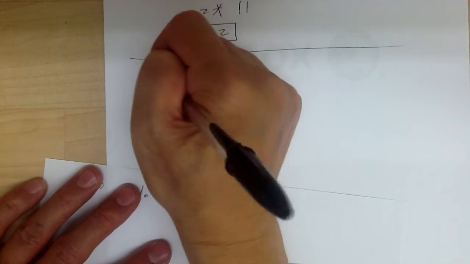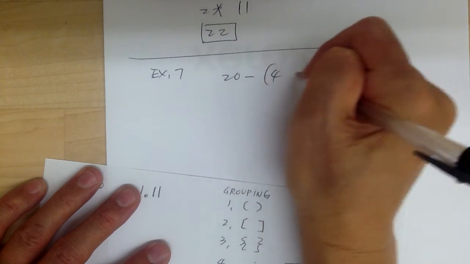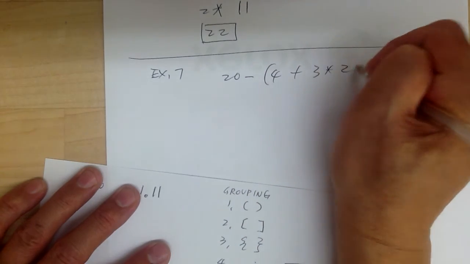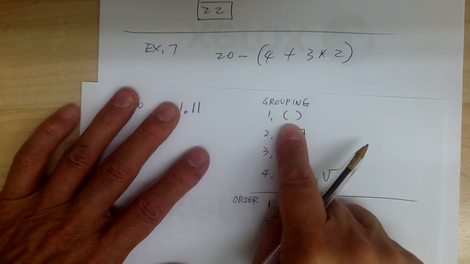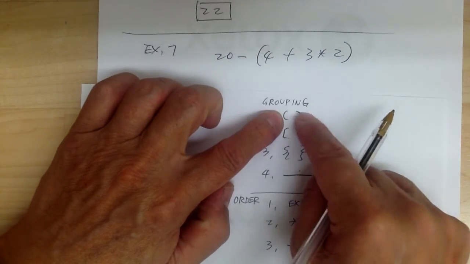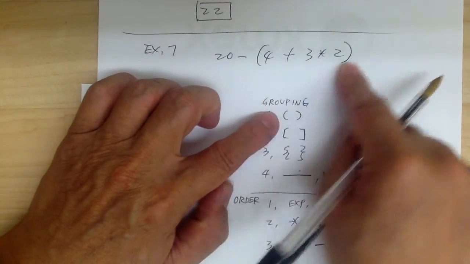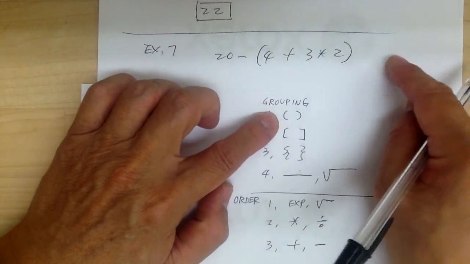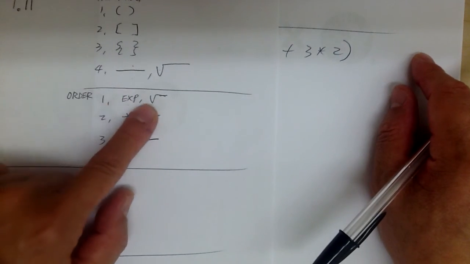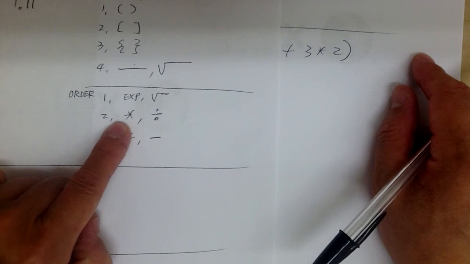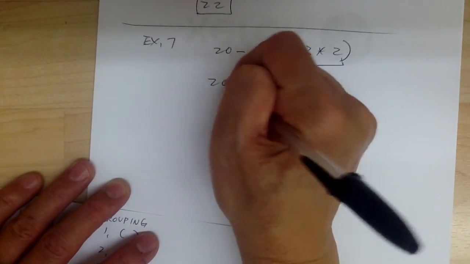Okay, now let's go to example 7. You have 20 minus 4 plus 3 times 2. So again, you go to the order of operations. First you have to take care of grouping. Now remember, you have to go through step 1, 2, 3 for each of these. So inside you have to do step 1, 2, 3 for that. Inside step 1, exponent and square root, no, right? So you go to step 2, multiplication, division, yes. So you have to do this one. Again, do one step at a time.